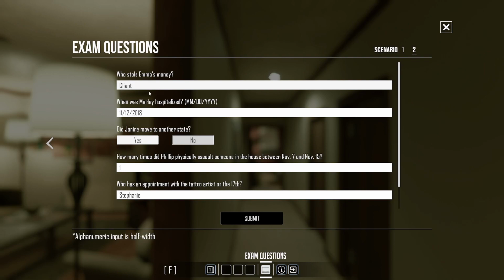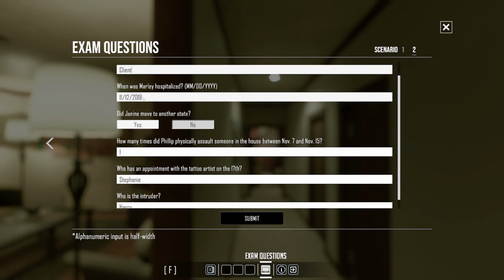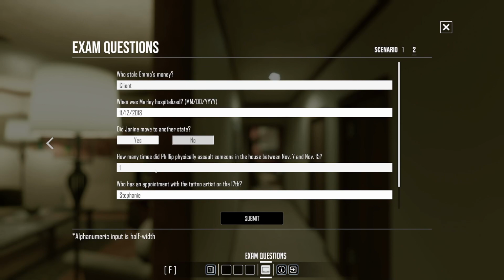Who stole Emma's money? Client. Molly hospitalized 12th of November. Did Janine move to another state? I'm fairly certain that this is the girl whose bed Stephanie inherited, and I'm fairly certain, according to the text, that she never moved. She was killed, most likely.